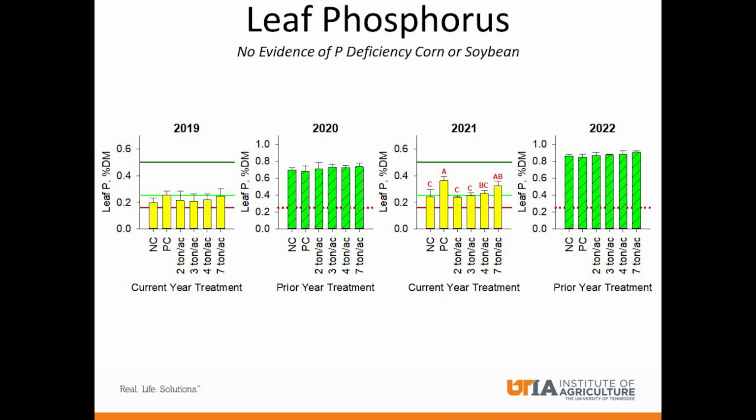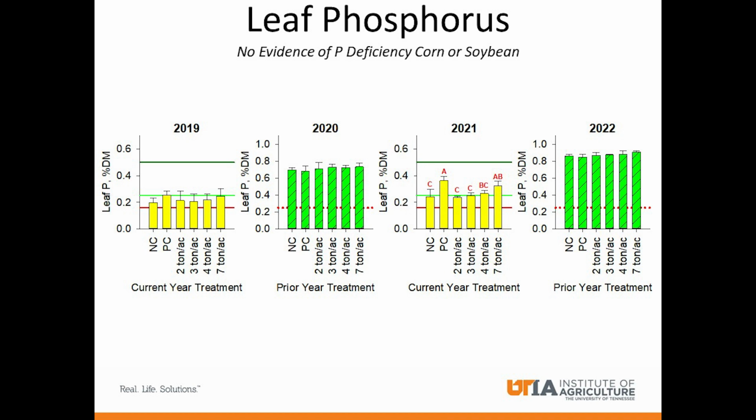These bars that you see here are sufficiency numbers. Anything below this red line, it's deficient. Anything between the red line and this light green line might be a little hungry, but you probably won't see deficiency. And then this is an excess.